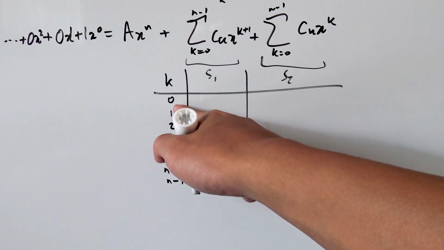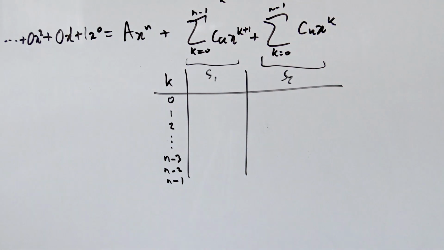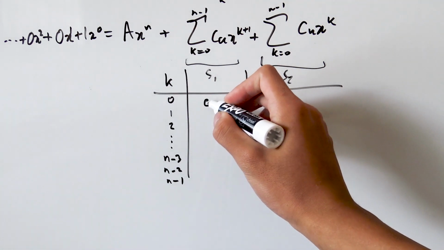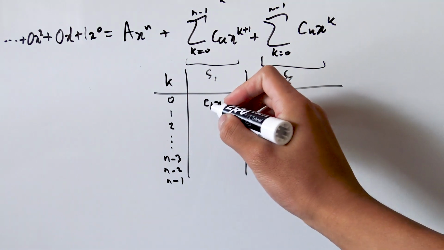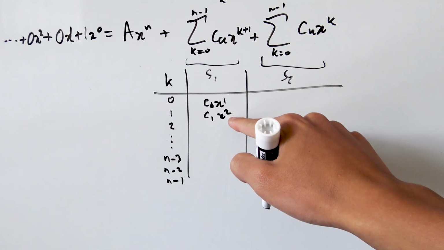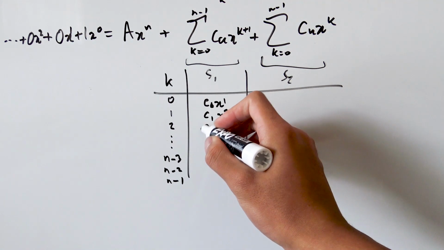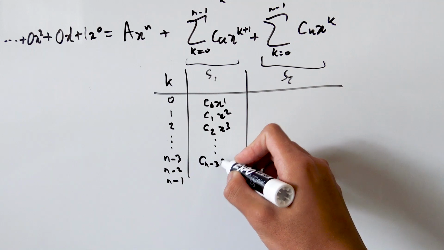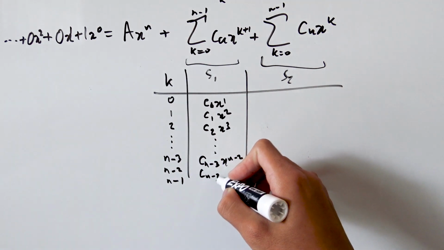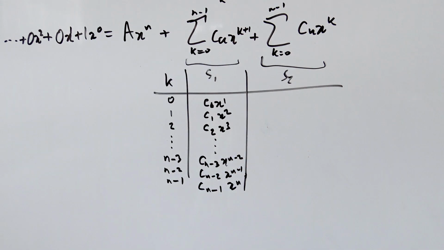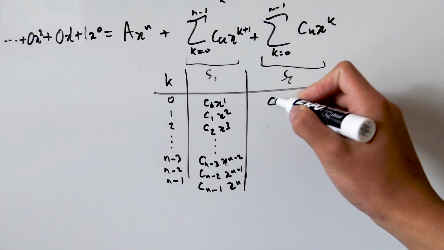But let's plug all of these k values into each of these sums here. For S1, if we plug k into this subscript and this exponent, we're going to get c0, x to the 0 plus 1, which is just 1. And then the pattern just continues, so we have c1, x squared. The power here is always 1 more than the value of the subscript. Then we have c2, x cubed, dot dot dot. Then here we have cn minus 3, x to the n minus 2, cn minus 2, x to the n minus 1, and then finally cn minus 1, x to the n. And we can do the exact same thing for our S2, but this time it's just a bit more straightforward. So we have c0, x to the 0.